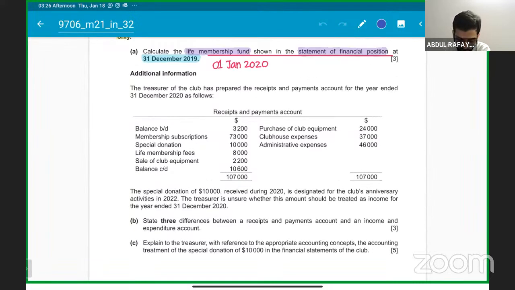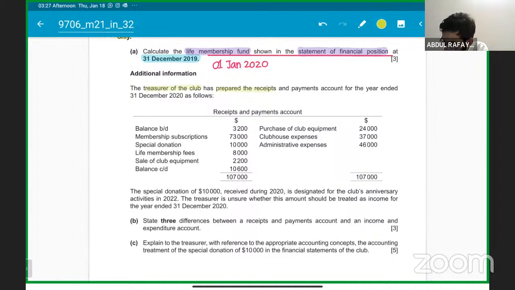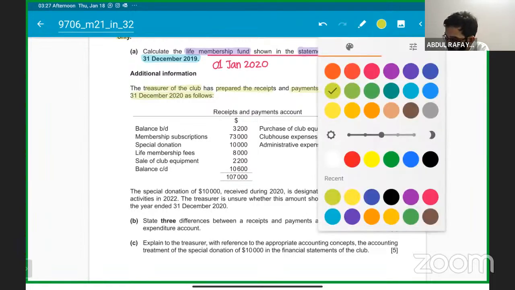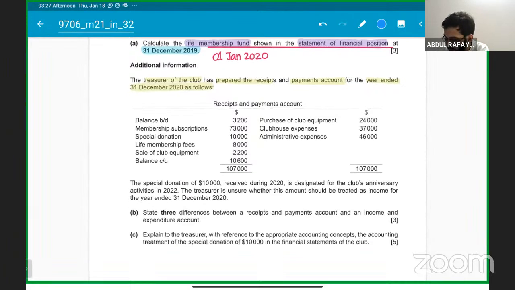Okay, so let's continue. Everyone there with me, following? Once you have read the question, they are saying the treasurer of the club has prepared the receipts and payments account for the year ended 31st December 2020. Students need to understand what is a receipts and payments account. It is a similar thing, just like the bank account, where we have the debit and the credit side. Receipts and payments accounts are basically the cash book, the bank and cash columns.